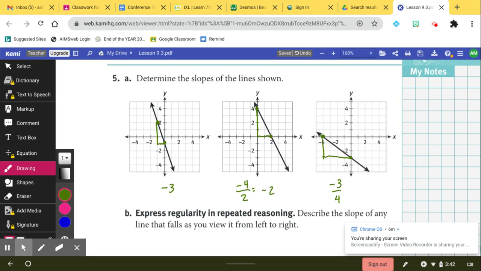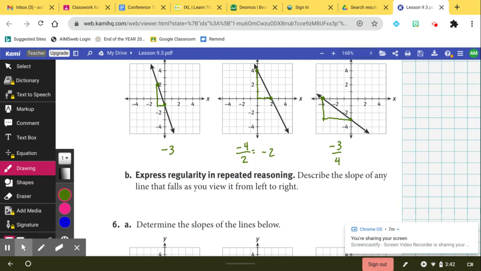So the first one, we go down 3, right 1. My down makes it a negative, so it'd be -3. My second one, I go down 4, right 2. So that going down makes it a negative, so -4/2 or just -2. And then the last one, I go down 3, right 4. Since I'm going down, that's also negative.